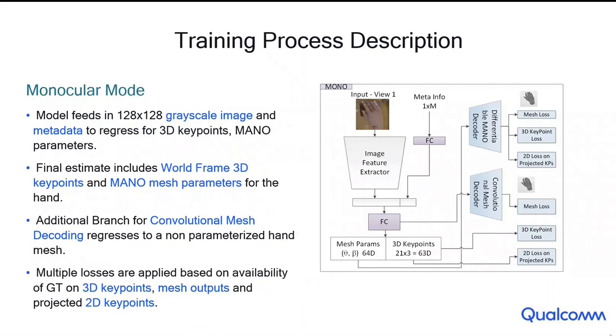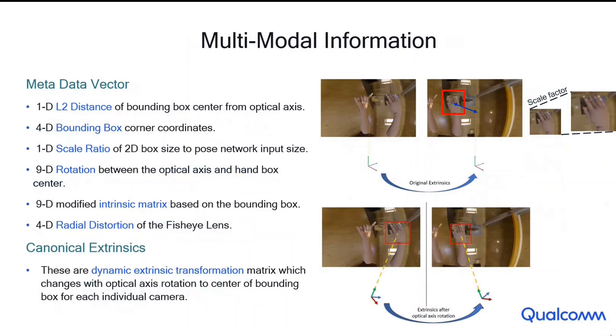With grayscale image crops and metadata as inputs, features are extracted and concatenated to regress mono-mesh parameters and 3D key points. 3D key point, 2D key point, and mesh losses are used to train the model based on flexible availability of the ground truth. Metadata includes distance of the bounding box from the center, the box itself, camera intrinsics, and 3D rotation of the optical axis pointing towards the center of the detected bounding box.